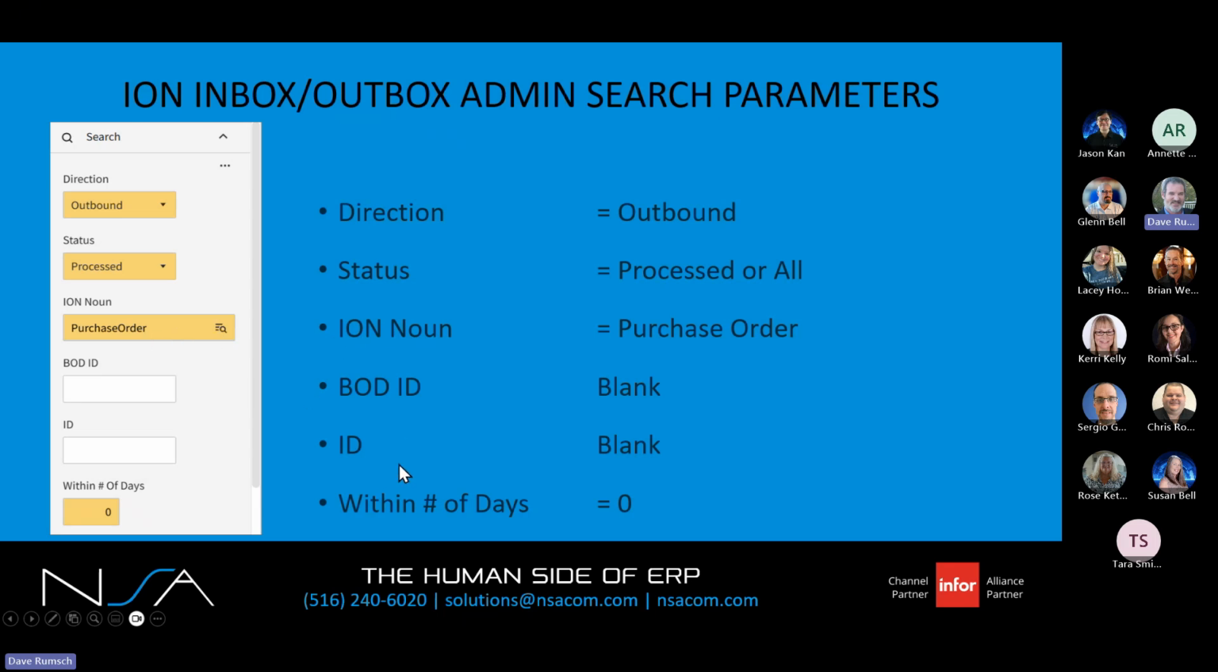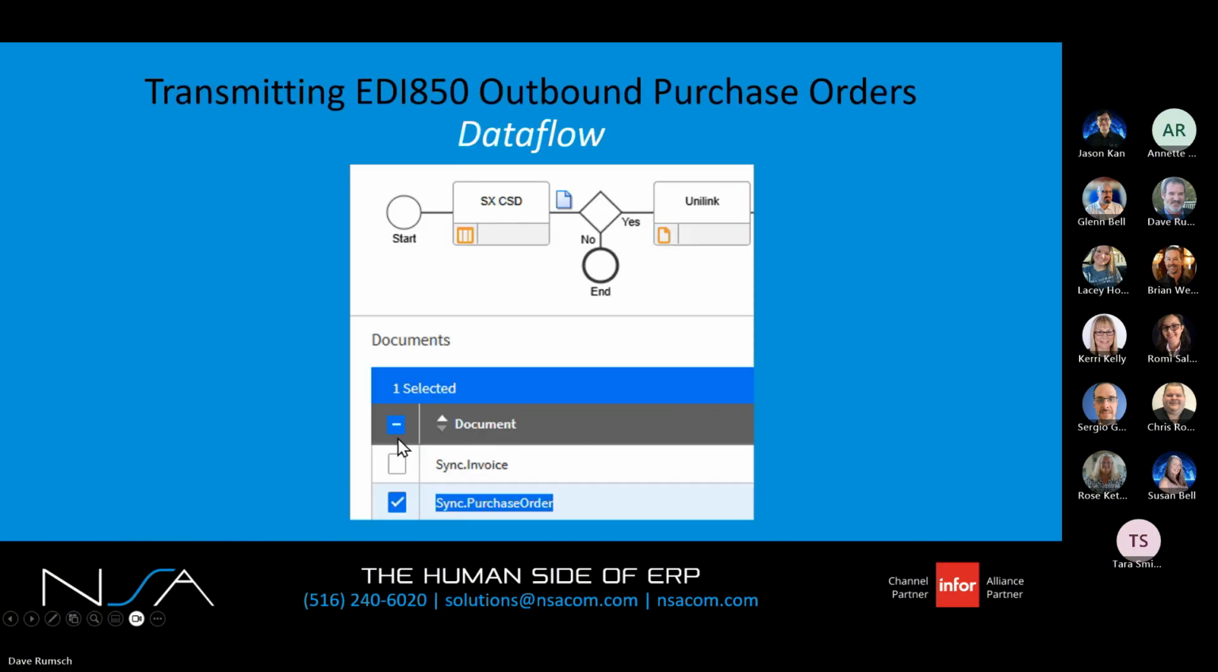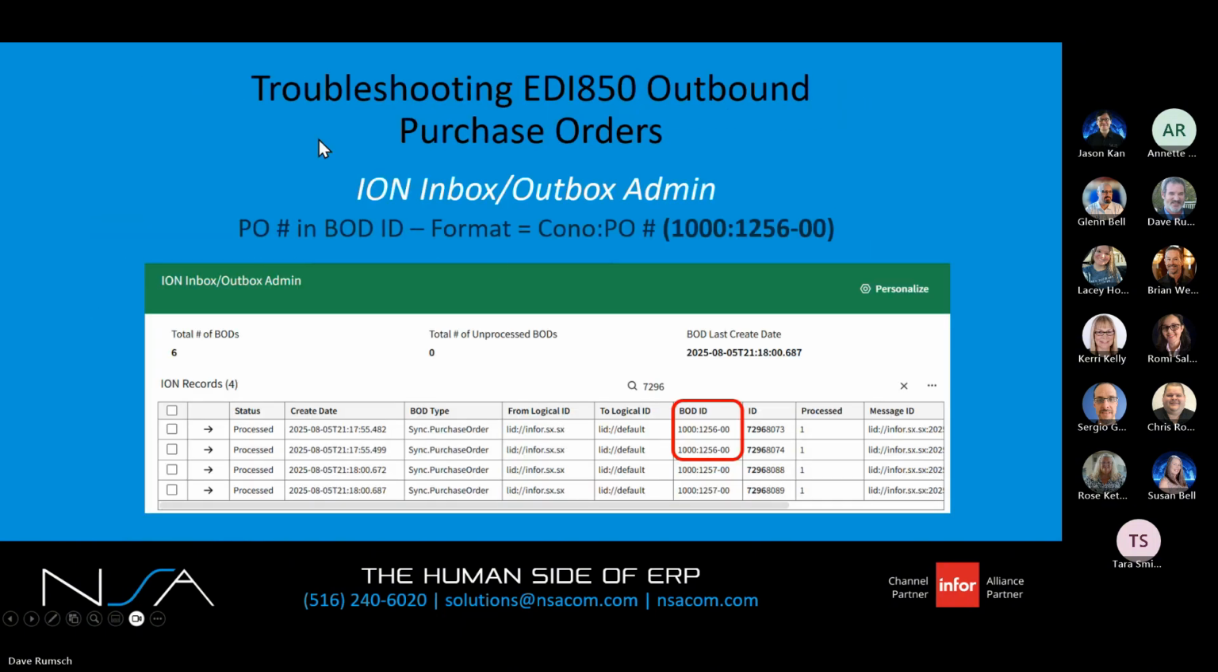Leave your bot ID blank, your ID blank, and change the number of days from 7 to 0. When you hit the search button, this is the screen that will appear. Now you'll notice that the PO number is sitting in the bot ID. It's got the company number and the PO number there. So I can see that in fact it processed my purchase order. Note that it's created 2 transactions here, not just one.